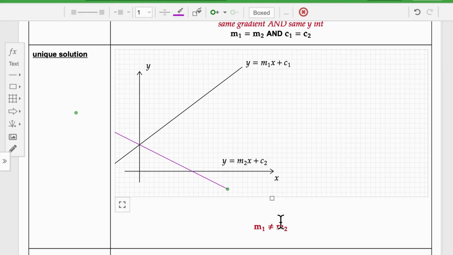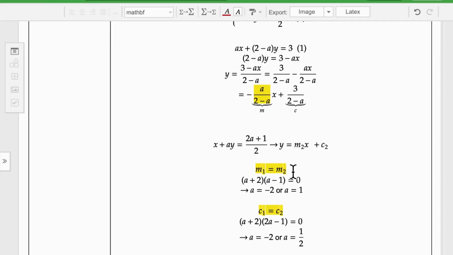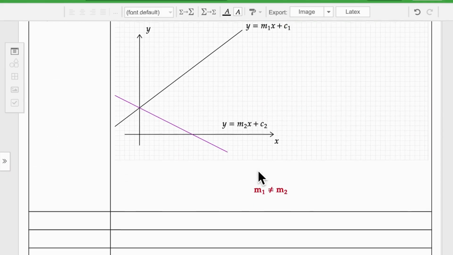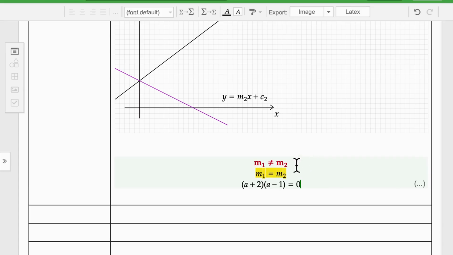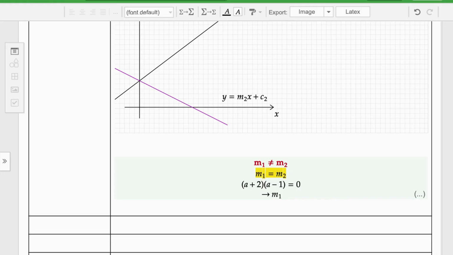Is it understandable? Now let's go through how to solve for this equation. Notice, this is a not equal inequality. Then how can we solve for it? If you remember from part 1, M1 equal to M2, this is what we have from the previous part. When M1 equals M2, we will have this simultaneous equation. Therefore, when M1 is not the same as M2, let's solve the equality first.